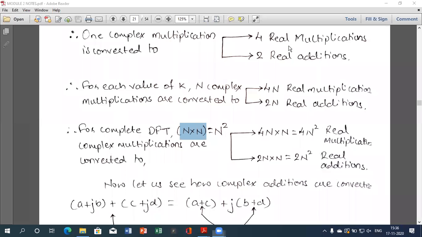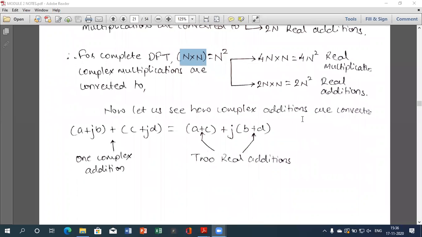Similarly, let us consider complex additions. Here we have taken two complex numbers, a plus jb and c plus jd. This is one complex addition. For one complex addition, we are going to find out how many real additions are required.